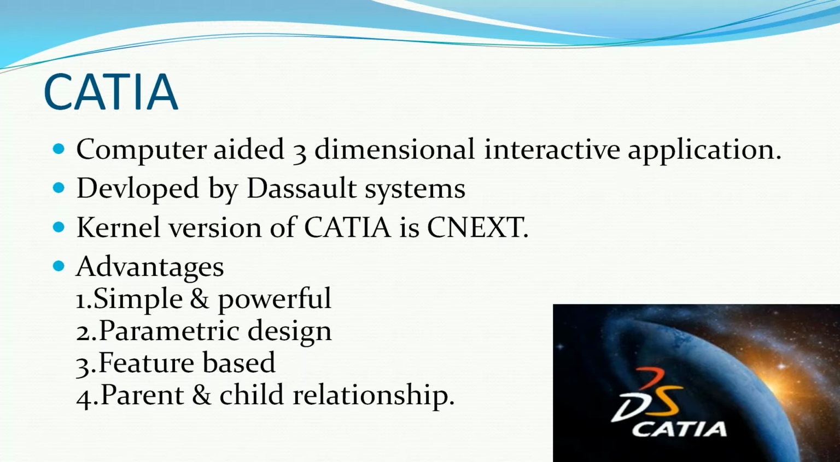Next is parent and child relationship, means whatever geometry we create in CATIA, we can easily see from which sketch it was developed, or what the children are for that particular model, so we can track it easily.